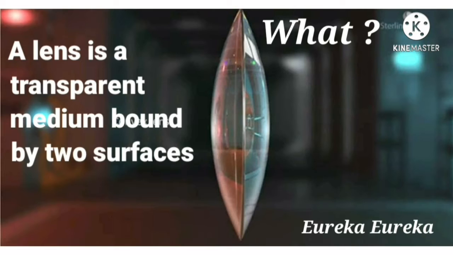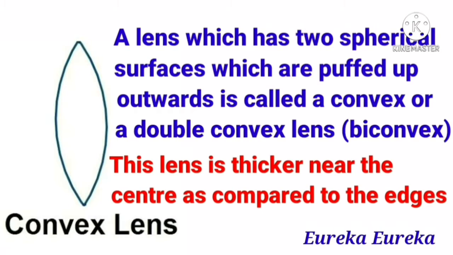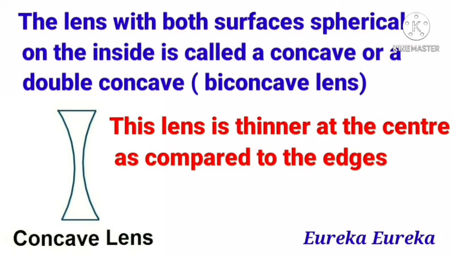A lens is a transparent medium bound by two surfaces, and lenses are of two types. First, a convex lens. The lens which has two spherical surfaces puffed up outwards is called a convex or double convex lens, and it is thicker near the center as compared to the edges. Secondly, the lens with both surfaces spherical on the inside is called a concave or double concave lens, and it is thinner at the center as compared to its edges.